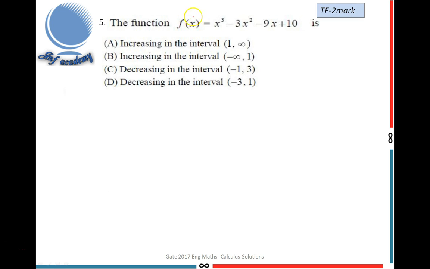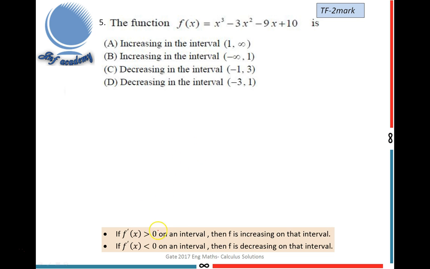The fifth problem: a function f of x is given, and you have to check in what interval this function is increasing or decreasing. This question is from the TF department. It has 2 marks. Here I use the increasing and decreasing test.